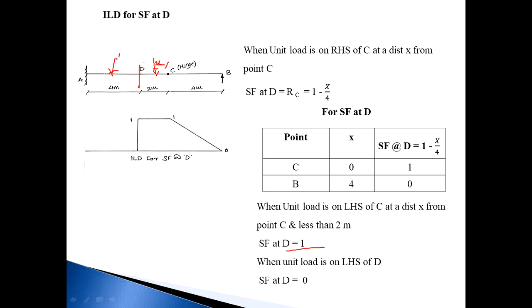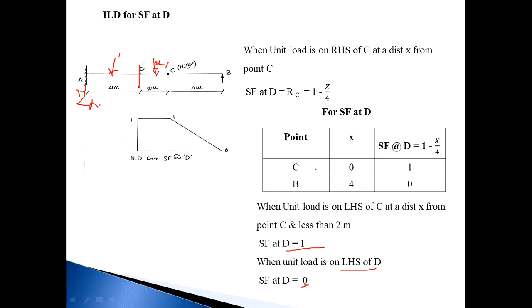First one is that unit load and second one is RA. So number of forces on the left side is 2 and number of forces on the right side is 0. So we consider the right side. So SF at D, when load is on the LHS of D, the value is 0. So by using these coordinates, draw the ILD.